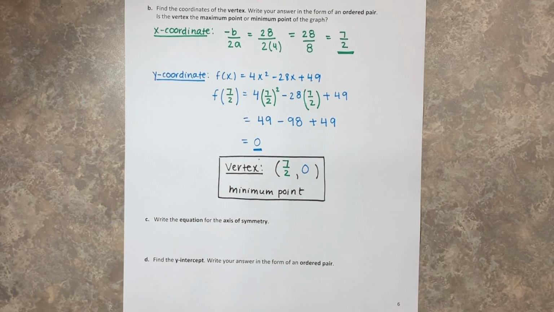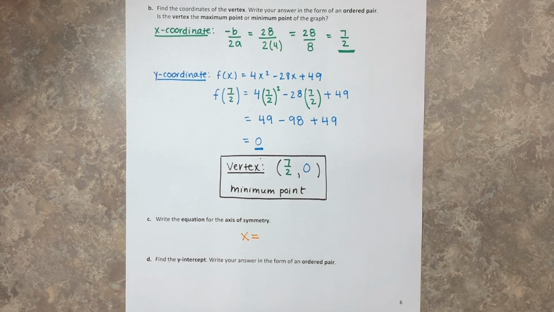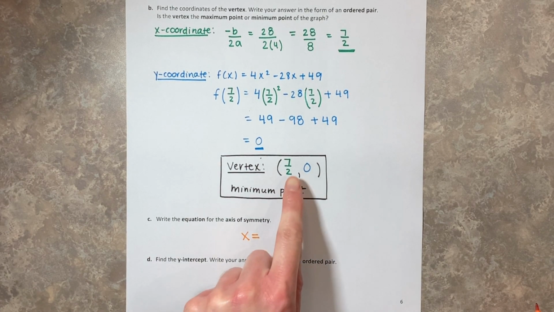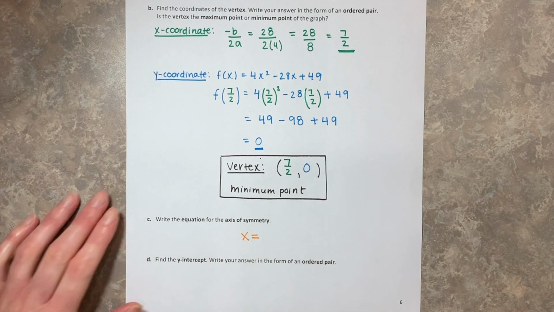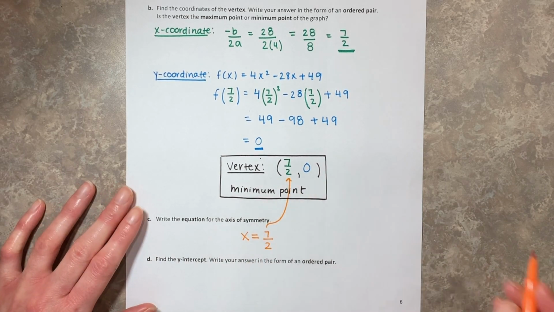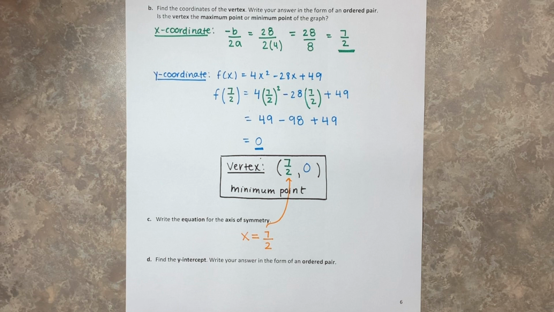Next, we want to write our equation for the axis of symmetry. We know that the axis of symmetry is a vertical line, and any vertical line has the equation x equals. And the shortcut to figure out what number you put right here is we just look at the x-coordinate of our vertex. And this is the equation for our axis of symmetry, x equals 7/2.